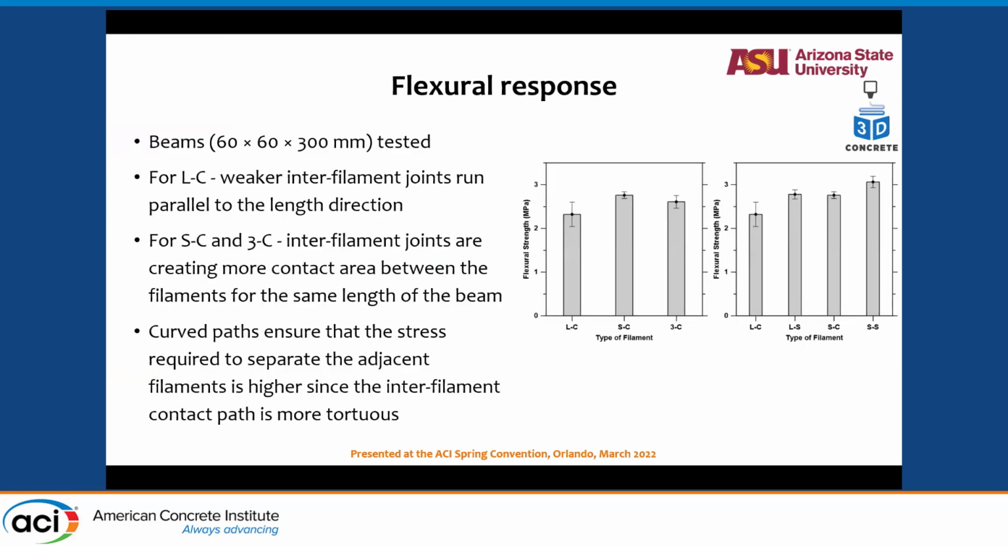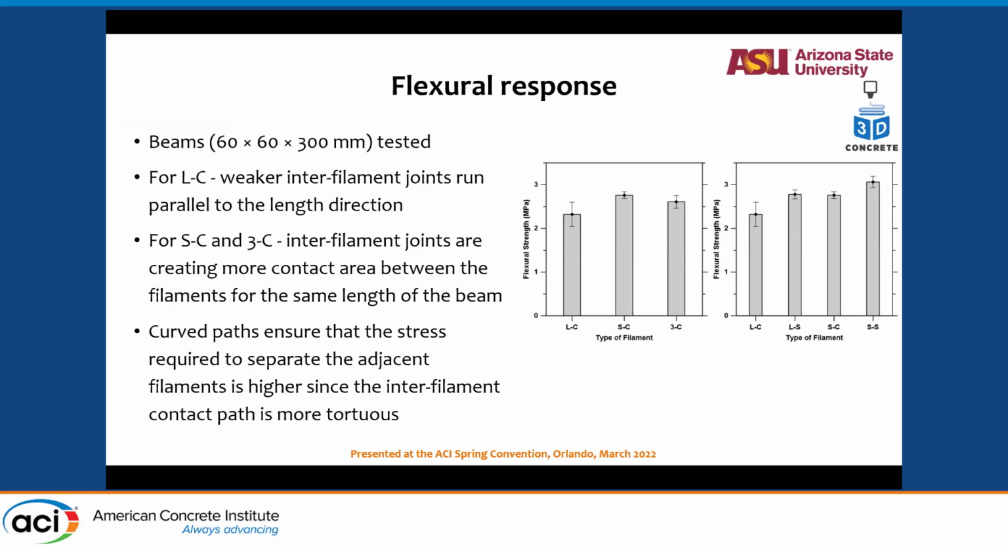So if you look at flexural strengths, again, this is, I think, very early age flexural strengths. We just want to make sure that we get the behavior correctly. So weaker interfilament joints in the linear printed conventional systems. For the S-shaped and 3-shaped, interfilament joints are creating more contact area between the filaments along this for the same length of the beam, and the curved paths ensure that the stress required to separate the adjacent filaments is higher, since the filament contact path, like I said, is more tortuous.